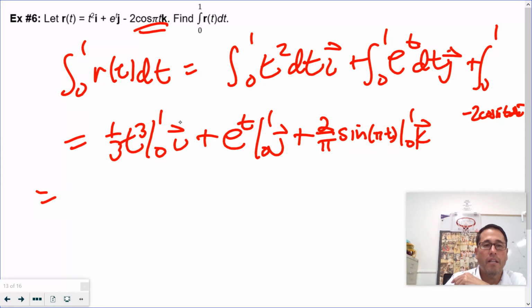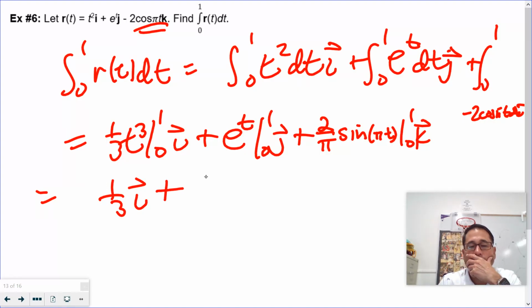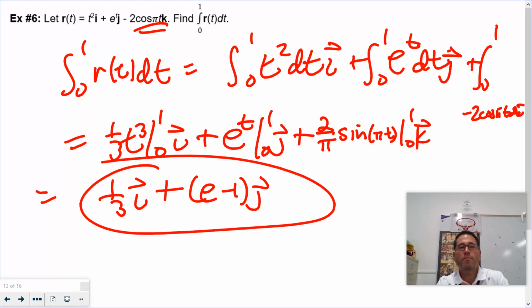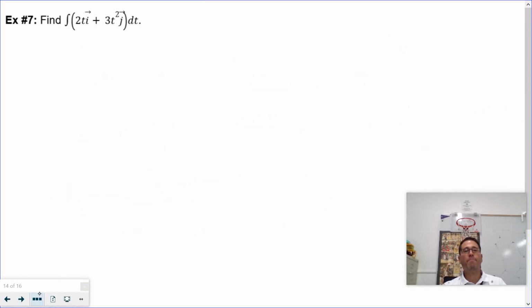Okay? All right, let's plug this stuff in. Plug a 1 and plug a 0 in. You're just going to get 1/3 i. Plus, plug a 1 and plug a 0 in. I am going to get e minus 1 j. Last but not least, plug a 1 in, I get sine of pi, 0. Plug a 0 in, sine of 0, 0. No k. Booyah, problem done. Whew, not bad, not bad, not bad.